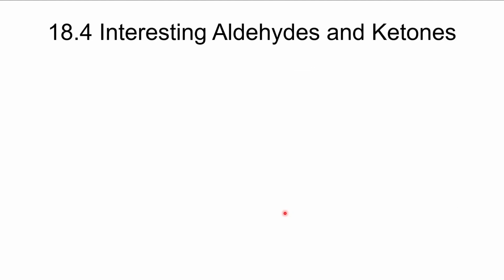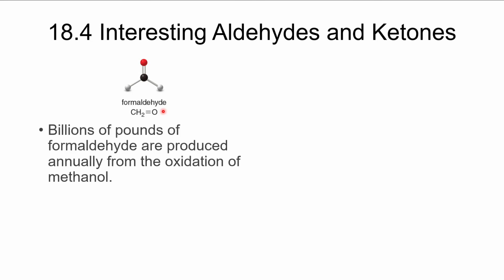So there are a couple of interesting aldehydes and ketones, and we're going to go through these, and then we'll end this particular video. So we want to look at some interesting aldehydes and ketones. We're going to start with formaldehyde, and there's a couple of reasons we'll start with formaldehyde. One, it is a very common compound. It's produced in billions of pounds industrially, and you get it from the oxidation of methanol. So produced in large quantities.